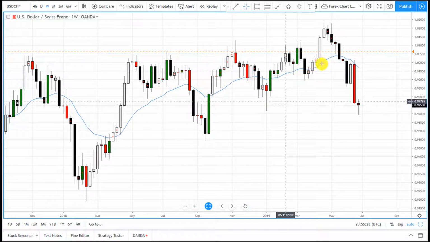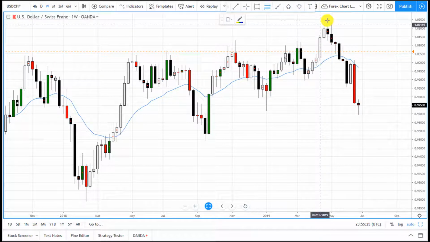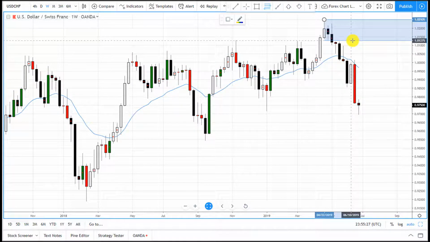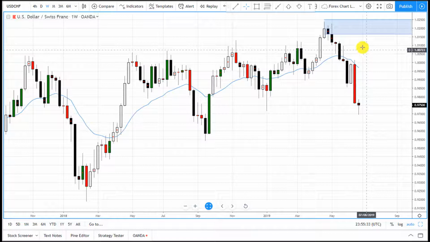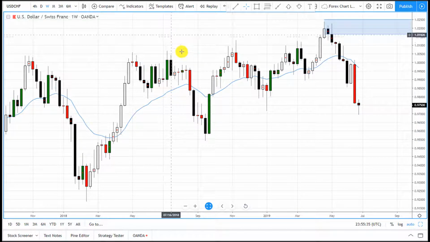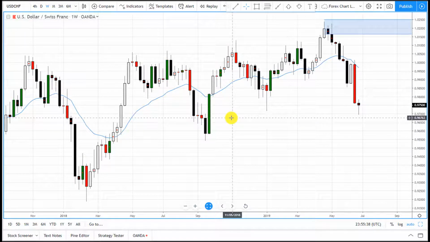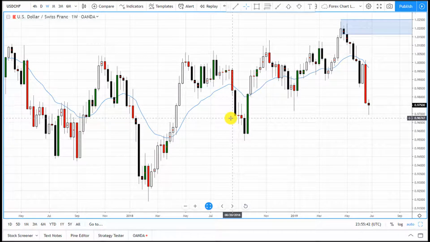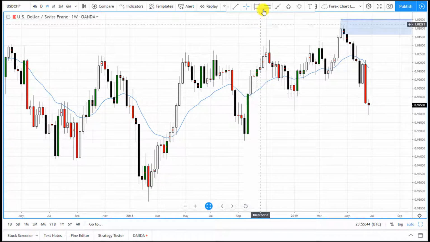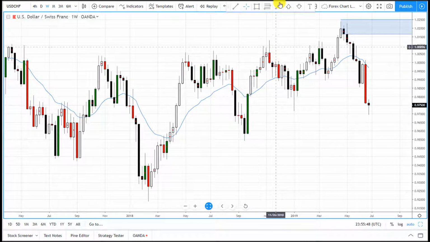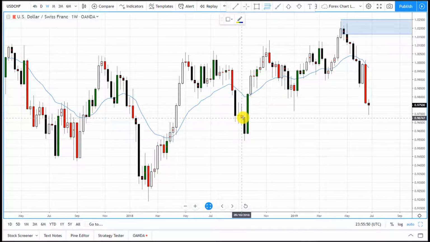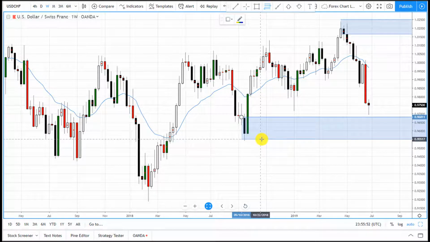So we see that there's a supply zone created up here on the weekly. You can draw with the whole body, or you could take half the body. Then there's a pretty strong demand zone here that took out all these areas of supply. So we draw like this.